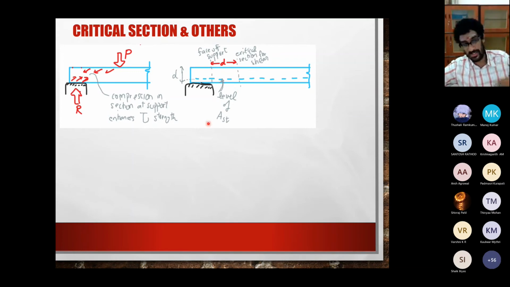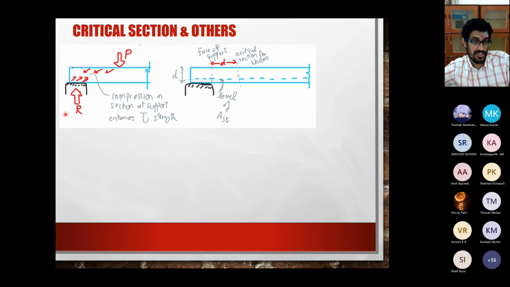Now why does it say so? It's because near the support, if you have a look at this, there's P over here, reaction over here. So there is a flow of forces from this place to this place, and therefore there is a bit of compression happening between the support and this place. Okay, there's a bit of compression. This compression tends to actually increase the resistance of that particular portion to shear.